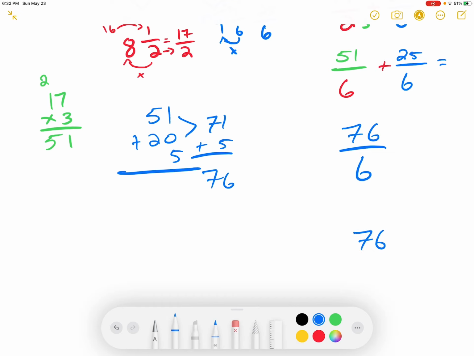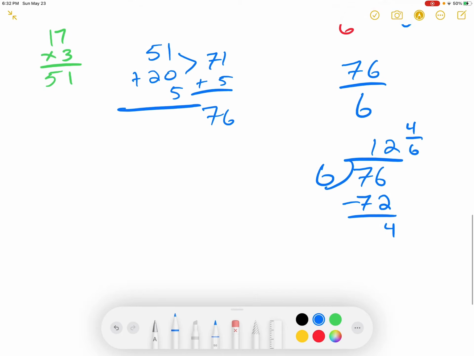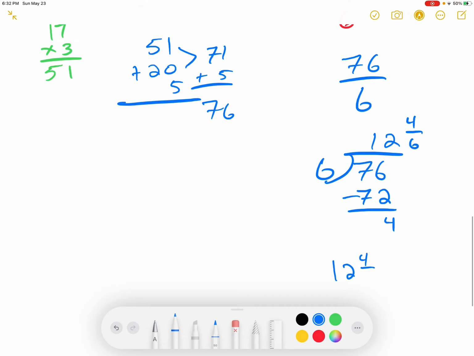And then, if you really wanted to, you could do 76 divided by 6, because it's an improper fraction. I don't know how many times 6 goes into 76. Is it, what, 12, I think? Well, 6 times 10 is 60, plus another 6 is 66 for 11. 66 plus another 6 would be 72, which is 12. So it goes 12 times. 12 times 6 is 72. 6 minus 2 is 4, so it'd be 12 and 4 over 6.